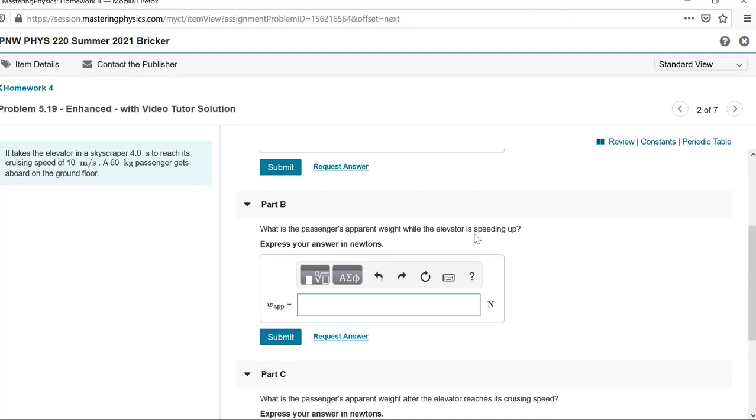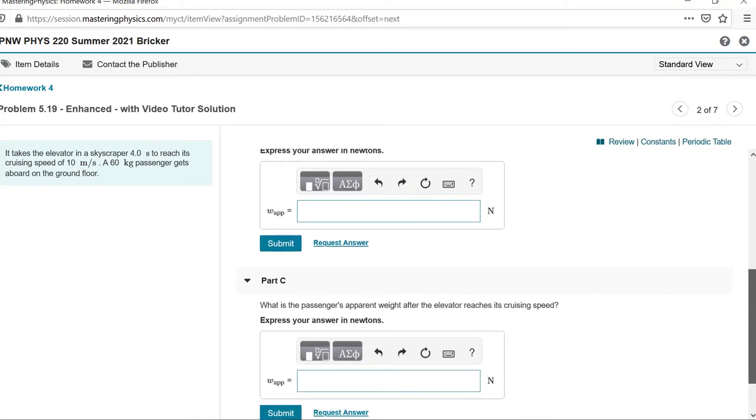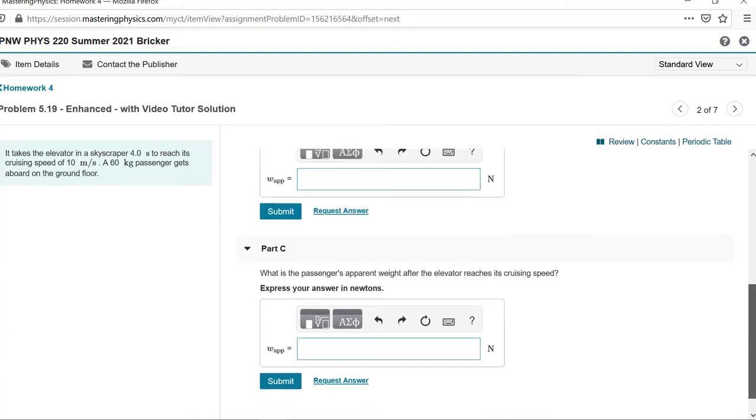What is the passenger's apparent weight while the elevator is speeding up? Okay, so if you're speeding up, well, I'll do the free body diagram in a minute for you. The normal force on you is greater than your weight. That's what gives you a net force. That's why you actually speed up. And then part C, apparent weight during cruising speed.